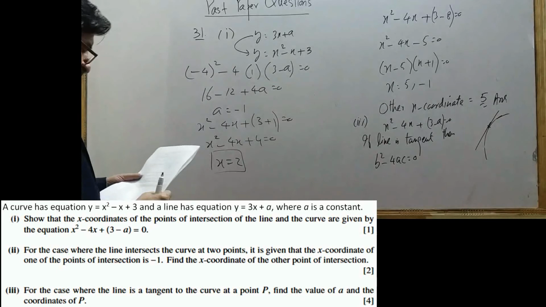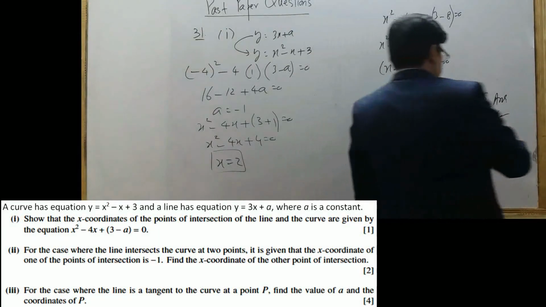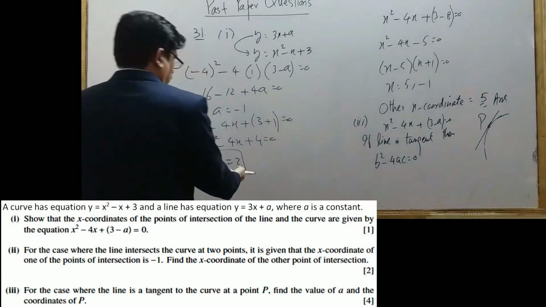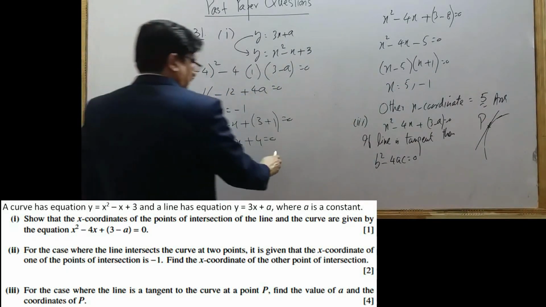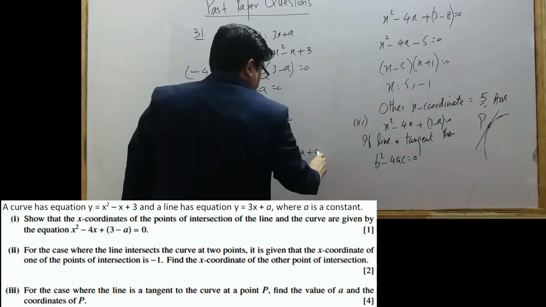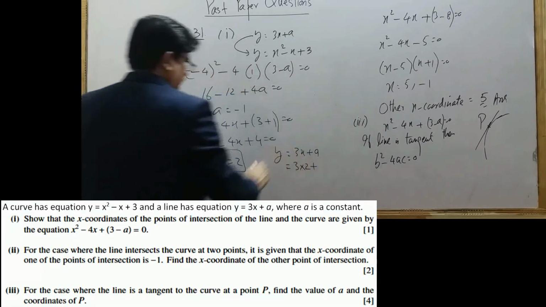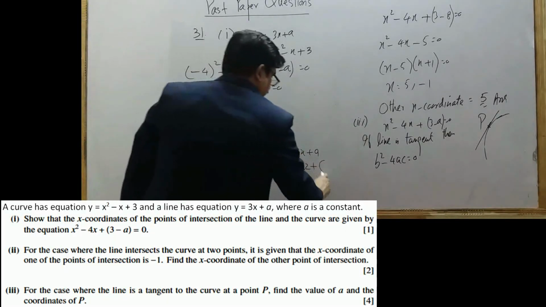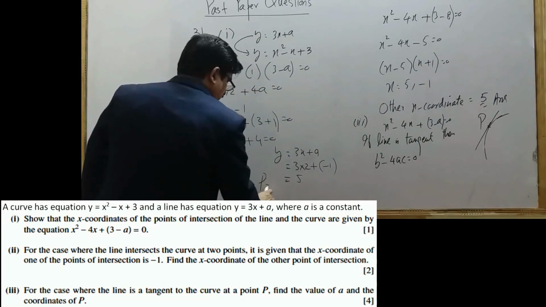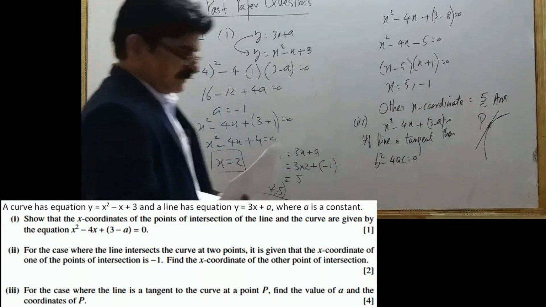The question was to find the value of a and the coordinates of this point where the line meets the curve, this point. We have found the x coordinate. Now you can find the y coordinate by putting into equation number 1, 3x plus a, the linear equation. Put the values here, 2, and the value of a is minus 1. So you will get 5. So point P has coordinates 2 and 5. This is the answer to this part.